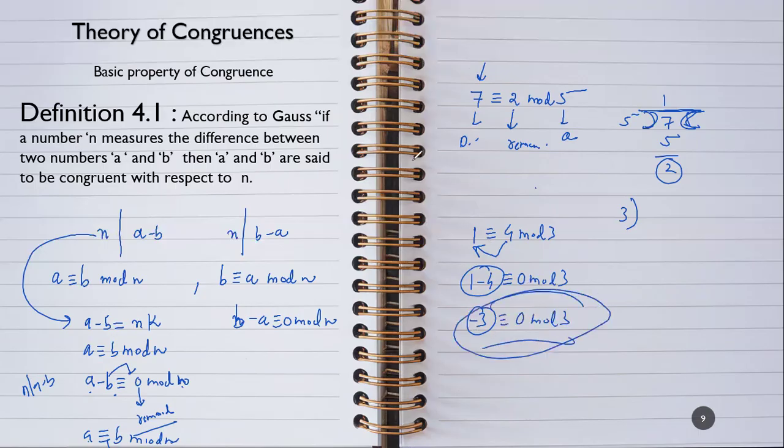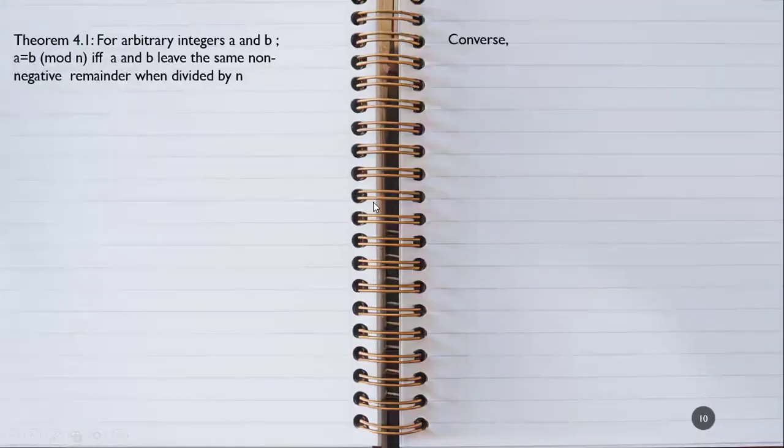Did you understand this concept or not? Now come to the next point. Theorem: for arbitrary integers a and b, a is congruent to b mod n if and only if a and b leave the same non-negative remainder when divided by n. Here they have mentioned "if and only if".